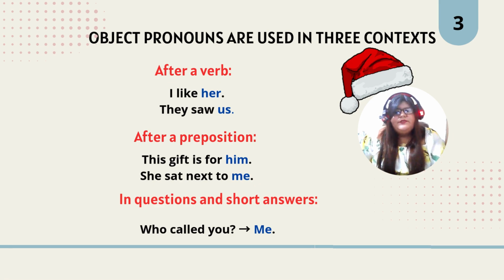Then we have after a preposition. This gift is for him. What is the preposition? For. And the object pronoun, him. She sat next to me. What's the preposition here? To. And the object pronoun in blue, me. Then in questions and short answers: who called you? Me.